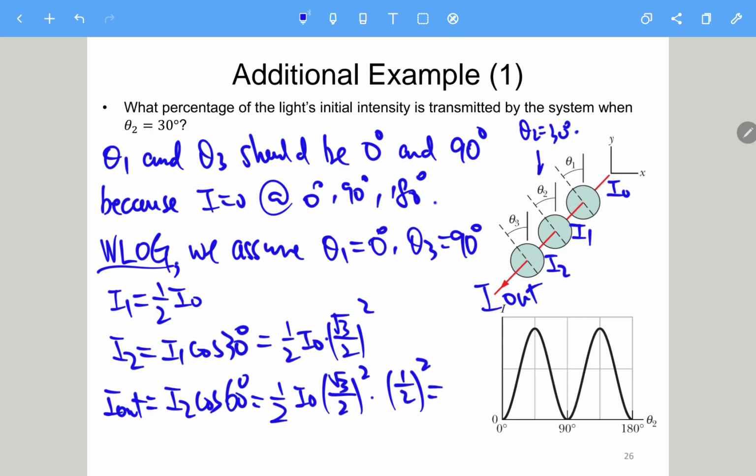So this is the answer, which is 0.094 I0. Which means that I out over I0 should be 9.4%. Only 9.4% of the light can go through.